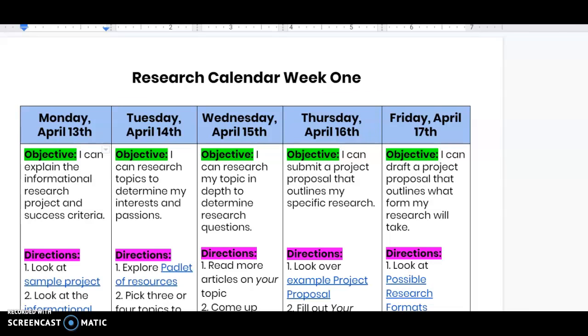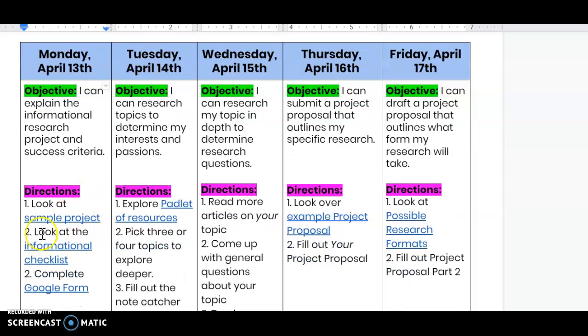Hello everyone. We are going to be looking at Monday, April 13th, and we're specifically going to be looking at your sample project, your informational checklist, and how you know what is being asked of you. So if you've read the objective, you know that we are now going to be working on a research project. You will get the chance to explore several different topics, and then you're going to be presenting some information you learned on that topic.